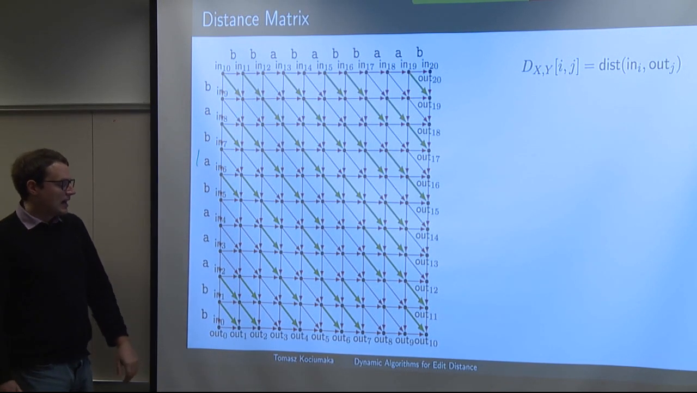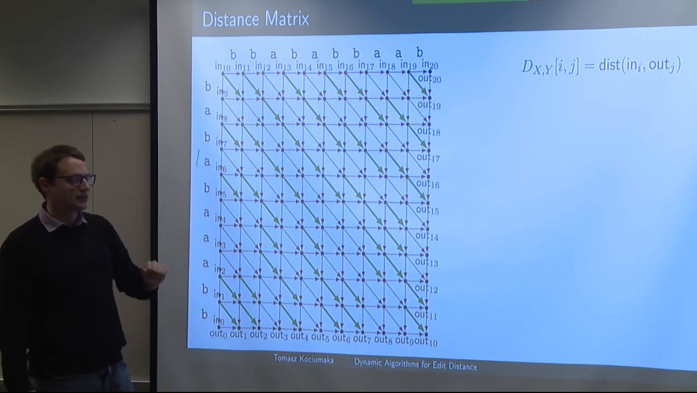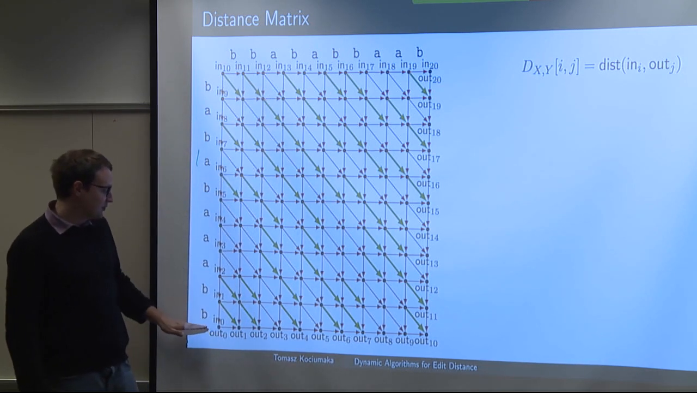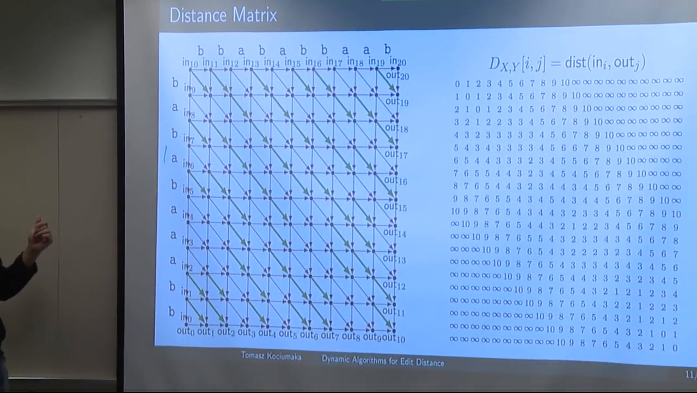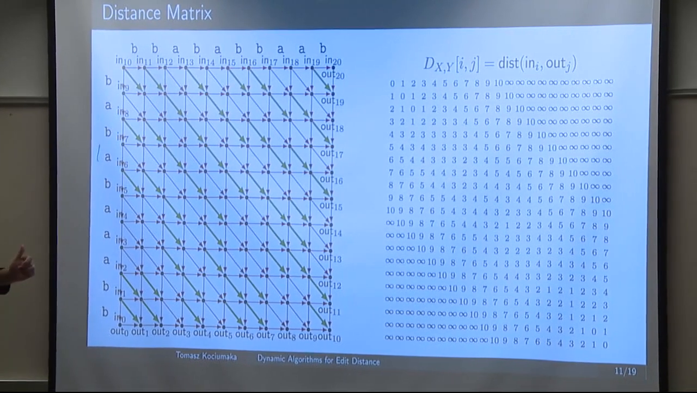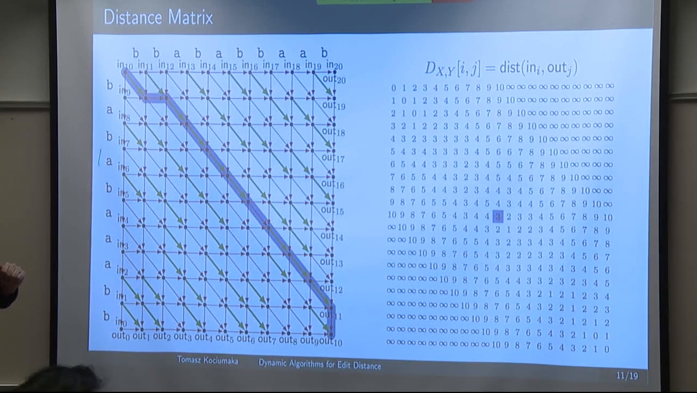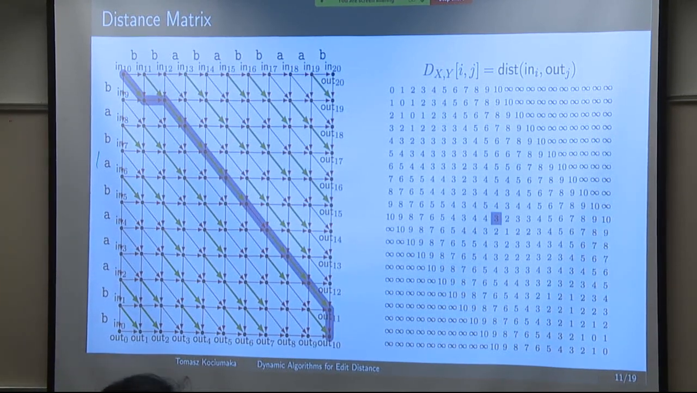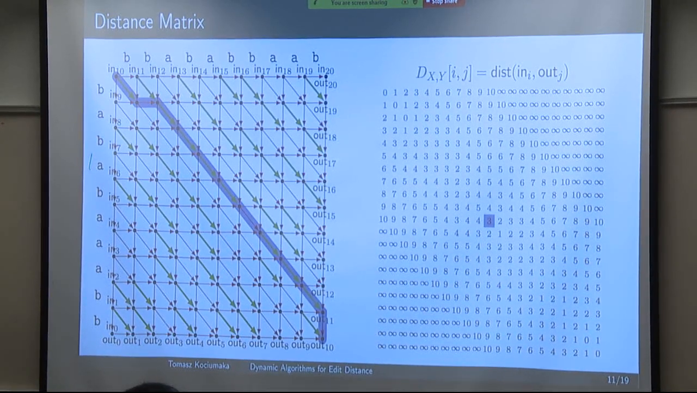And I'm enumerating these vertices starting from the bottom left corner towards the top right corner. So here is the input from 0th input all the way to the last input, and outputs from 0th one all the way to the last one. And now I'm interested in a matrix which stores all the distances between the input and output vertices. So for example, the entry in the row 10 and column 10 would be the distance between the 10th input and the 10th output. In this case, this is the distance of the two strings, and this value is 3, as we have seen earlier.